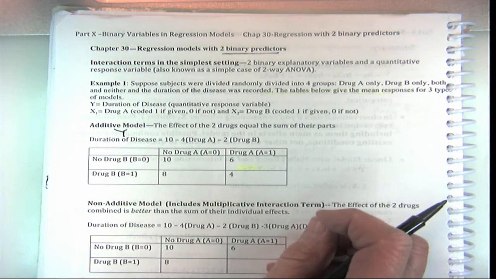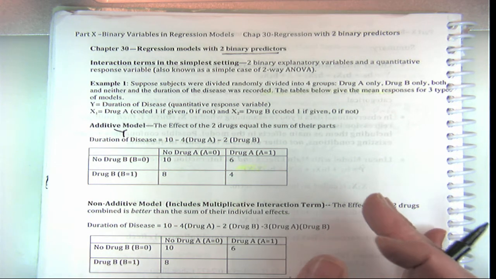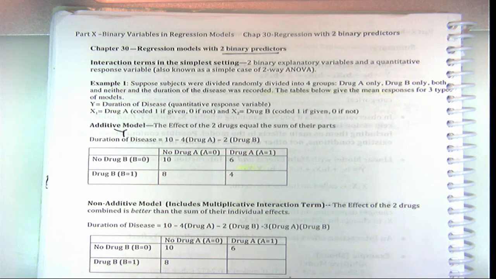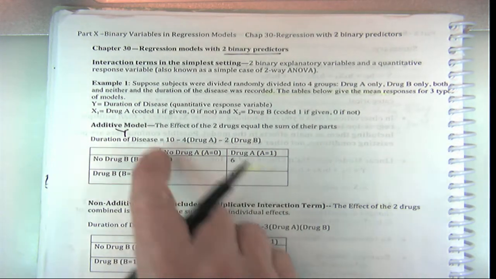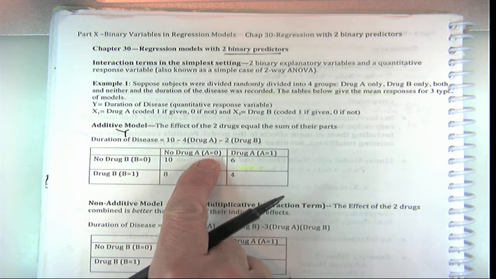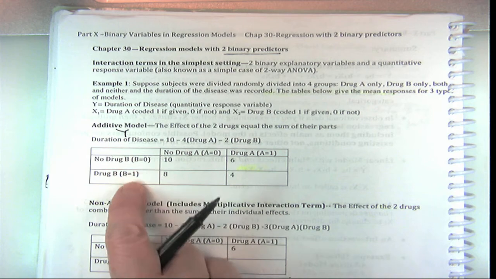And I'm sure you've heard that when drugs have an interaction, they say don't take this drug with another drug, because even though taking either one alone might not be harmful, together they might be. That would be an interaction where something is different than the sum of its parts. It could be better or worse. It's a synergistic effect. All right, so let's look at this. Drug A is coded 0 if it's not given, and 1 if it's given, and same with drug B.